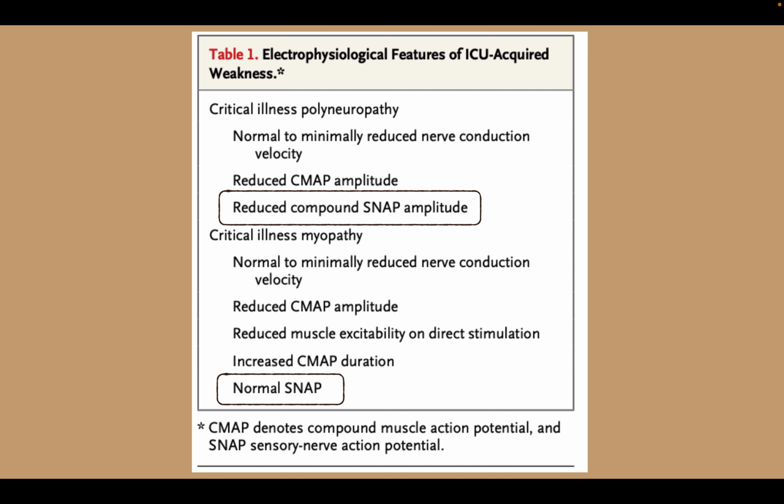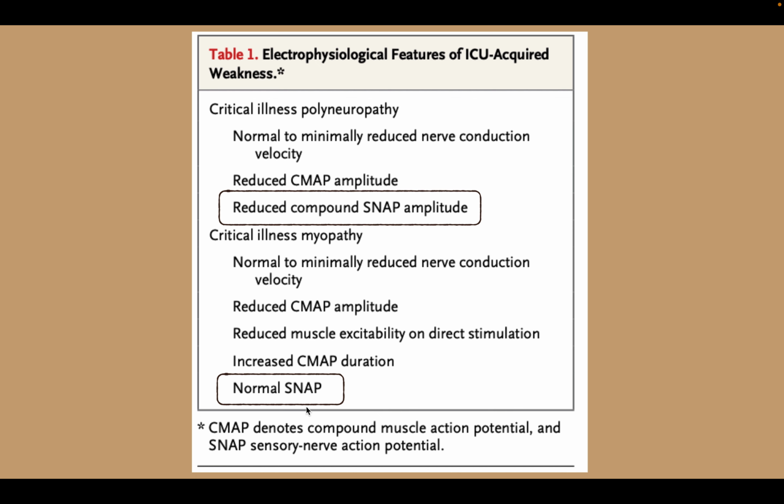can tell you that in critical illness polyneuropathy, you can have a normal to minimally reduced nerve conduction velocity, the reduced CMAP amplitude, and CMAP stands for compound muscle action potential, and reduced SNAP amplitude, that is, SNAP stands for sensory nerve action potential. Whereas in myopathy, you can have the same features except that it has normal SNAP. So these are the differentiating factors.